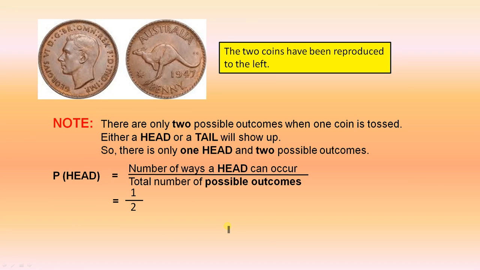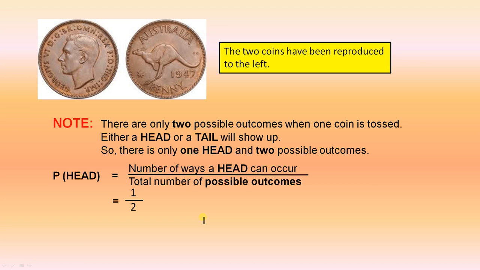Note, there are only two possible outcomes when one coin is tossed. Either a head or a tail will show up. So, there is only one head and two possible outcomes. So here it is. The 1 in the numerator tells us that there is only one head. The 2 tells us that there are two possibilities, a head or a tail. So the probability that a head will occur is 1 over 2.